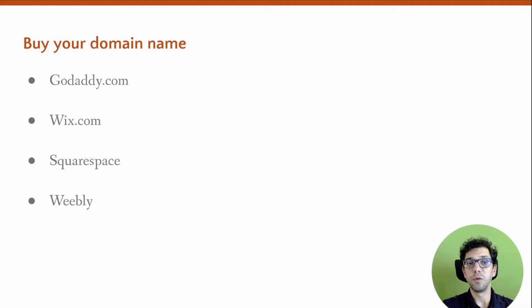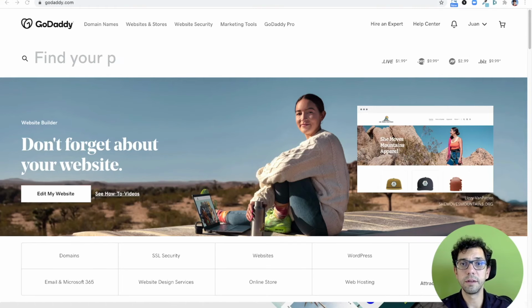So, where do you go to buy a domain name? You can buy them at a site like GoDaddy.com, Wix, Squarespace, Weebly. These are all websites where you can go and buy your domain name, and also you can go and build your website. So we're in GoDaddy.com.